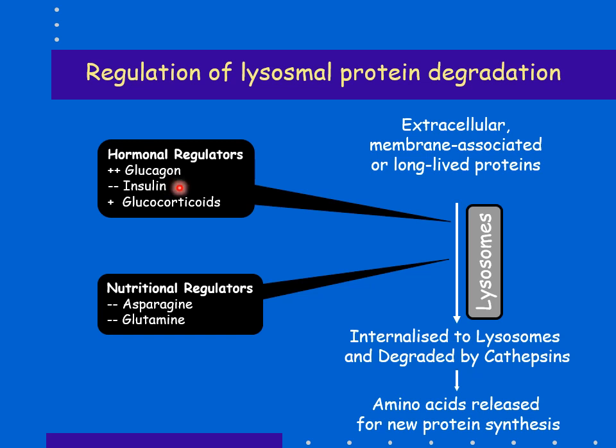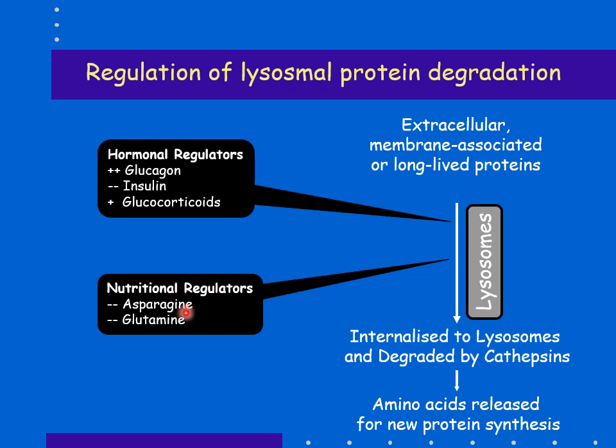In contrast, insulin has a strong negative effect on protein breakdown. And again, this makes good sense. When you're well fed, you actually want to synthesize protein. You don't want to be breaking it down. And glucocorticoids, the long-term stress hormones, have a positive effect on this pathway. So they increase the breakdown of proteins, but in a more subtle way.